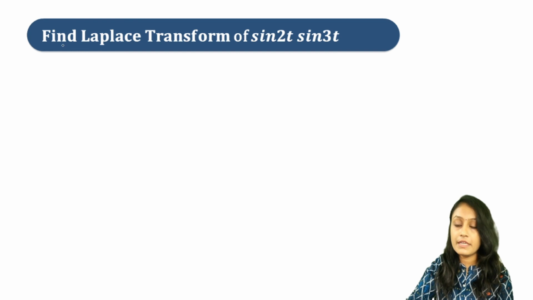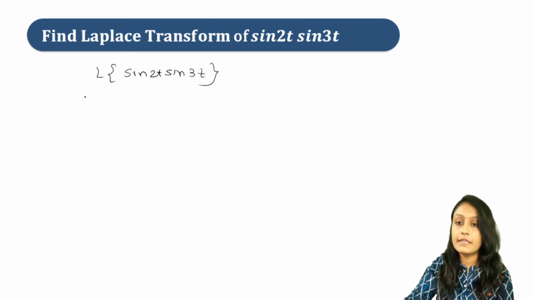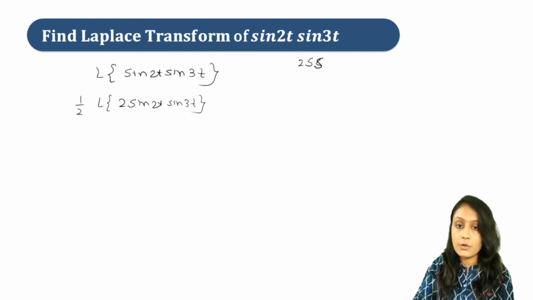Okay, so the next question is, find Laplace transform of sin 2t sin 3t. Okay, now we have to find Laplace transform of sin 2t sin 3t. So what we'll do, we will multiply and divide it by 2. So 1 by 2 Laplace transform of 2 sin 2t sin 3t. Okay, now we have to use the formula for 2 sin A sin B. Okay, so 2 sin A sin B is what?